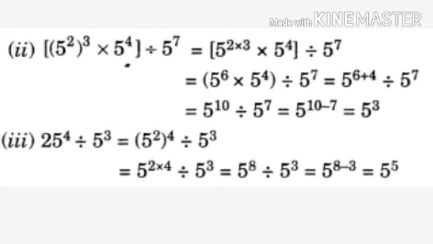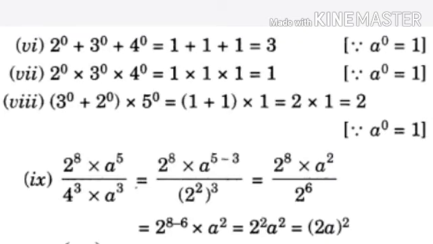Okay. Now third, 25^4 ÷ 5^3. We can write 25 as 5 square. So (5^2)^4 ÷ 5^3 is equal to 5^(2×4) ÷ 5^3, which is equal to 5^8 ÷ 5^3, which is equal to 5^(8−3), which is equal to 5^5, because we apply the second rule: bases are equal, so powers will be subtracted. So 5^(8−3) is equal to 5^5.